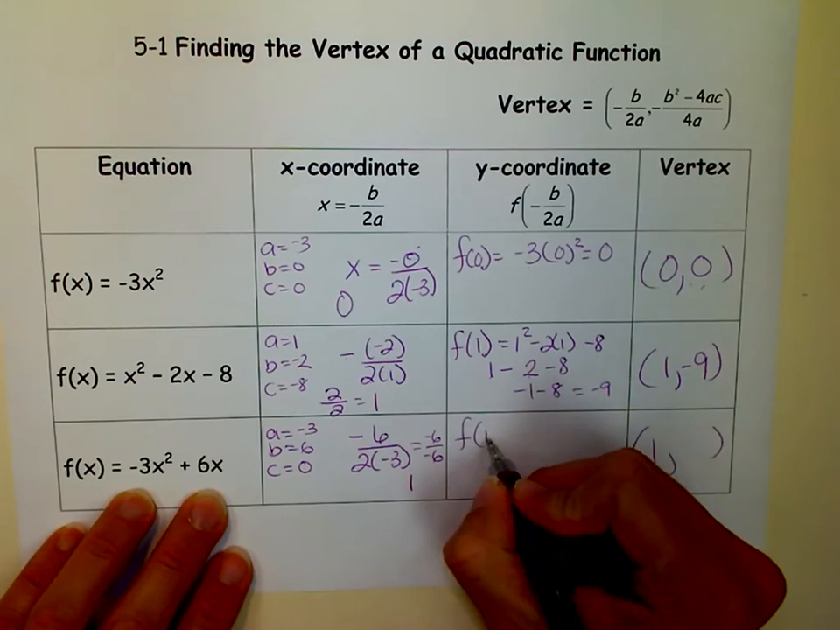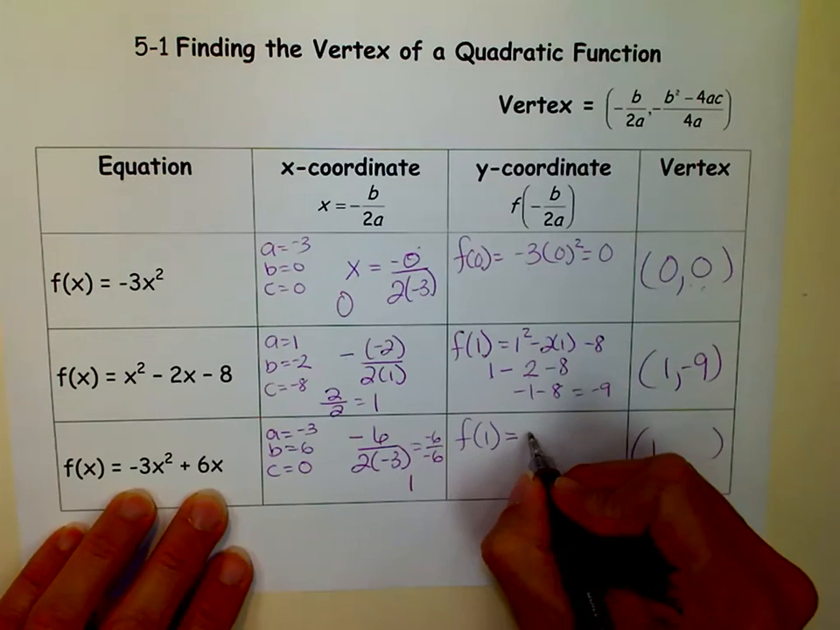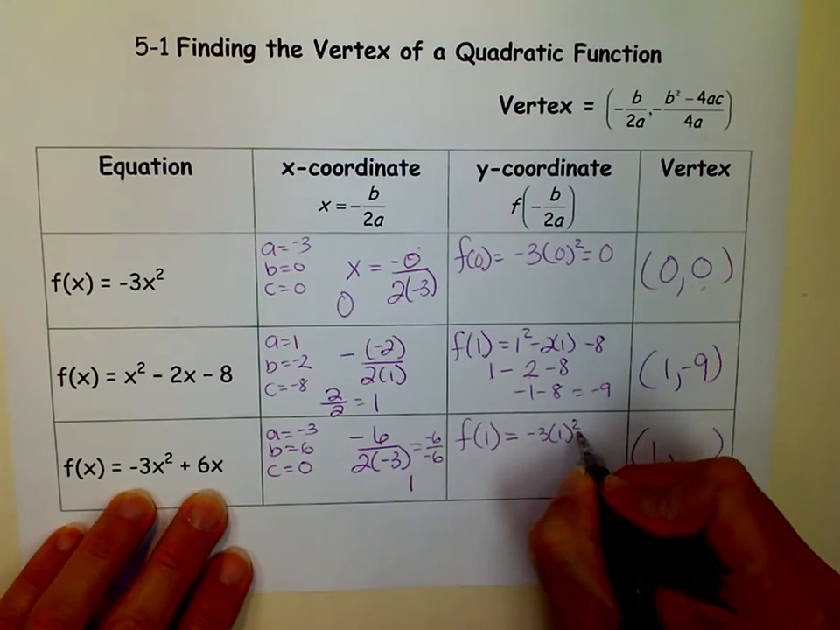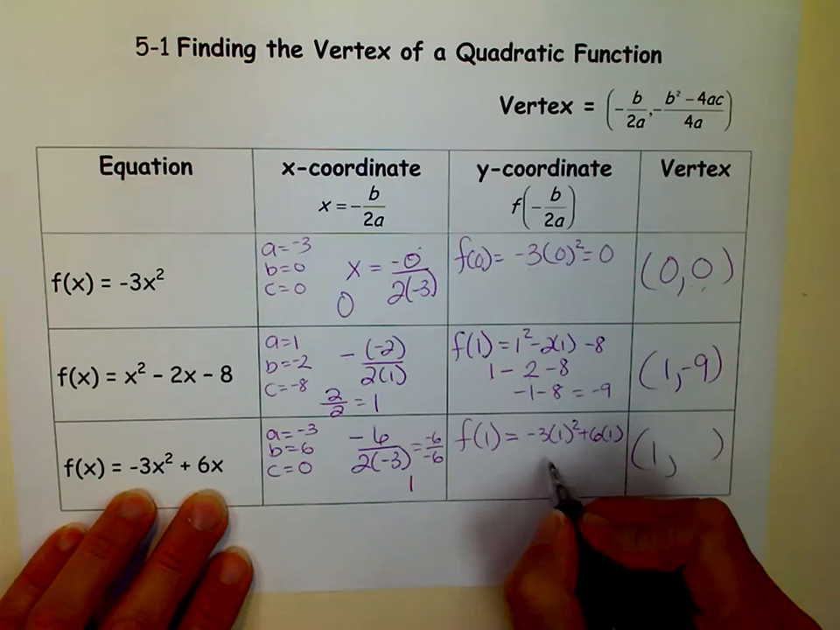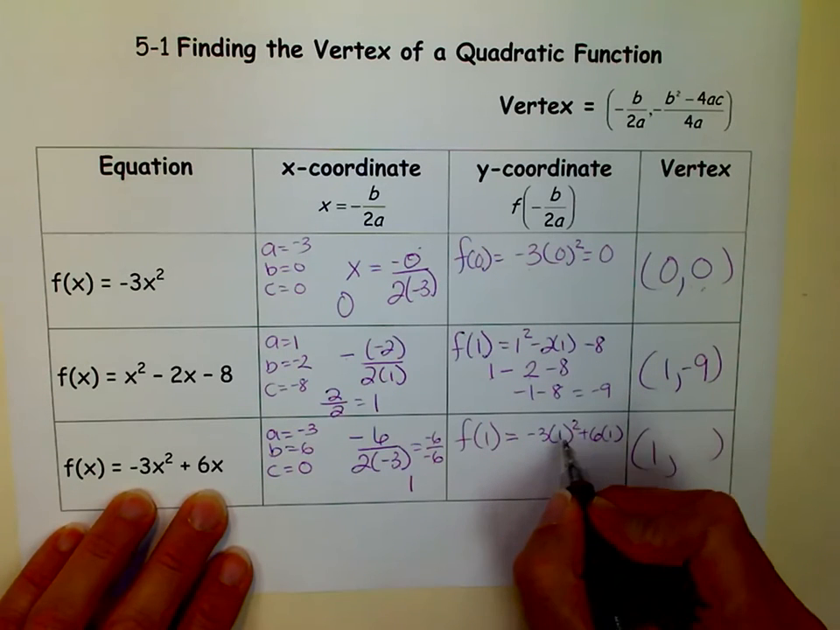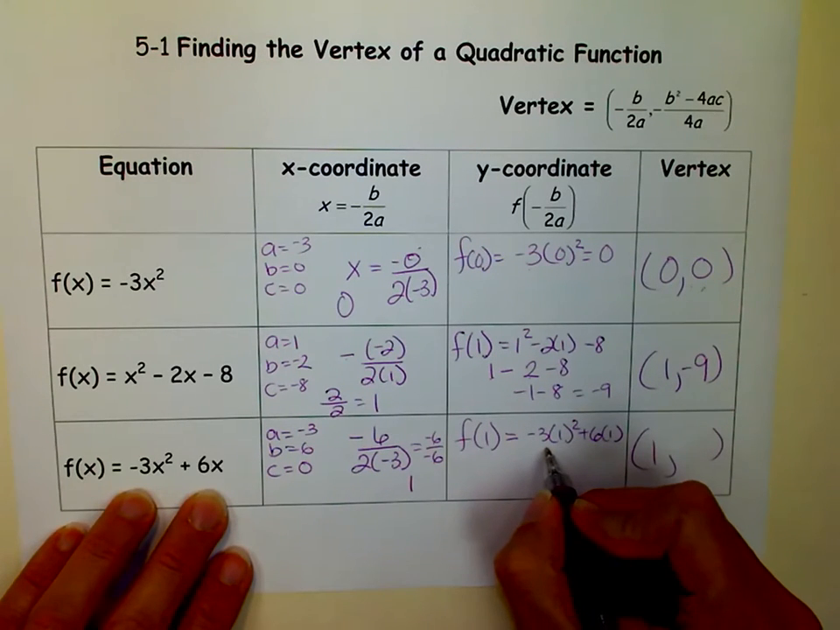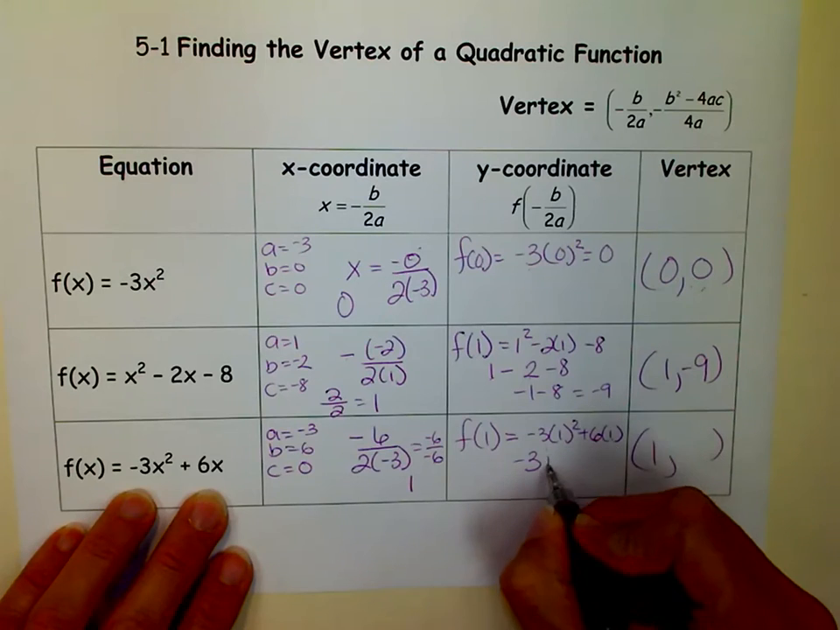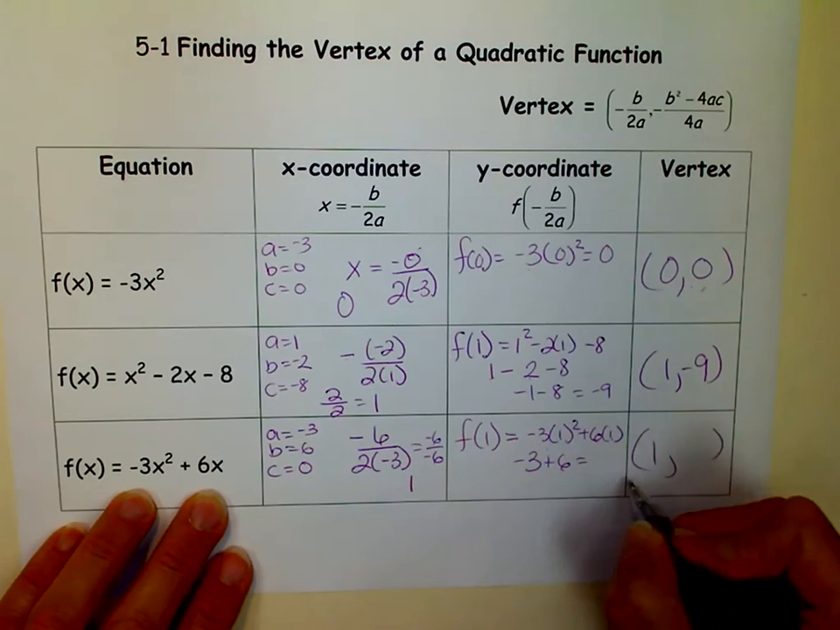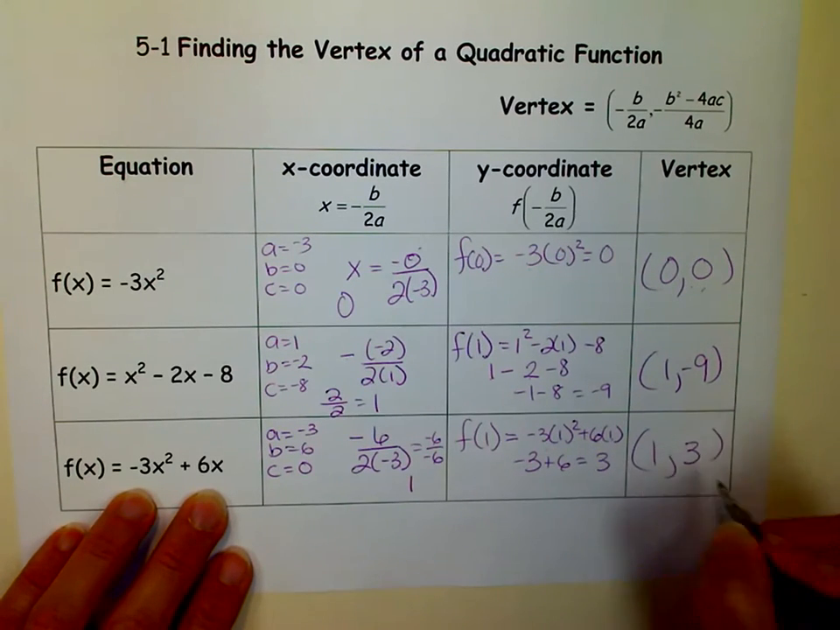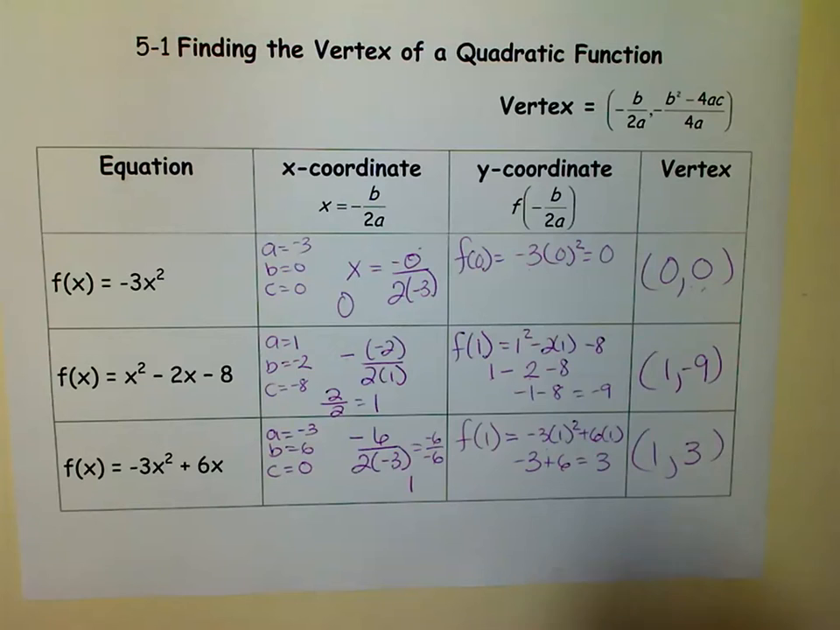And then I go back over here and find f of 1. So I get negative 3 times 1 squared plus 6 times 1. 1 squared is 1, times negative 3 is negative 3. 6 times 1 is 6. And negative 3 plus 6 is 3. So my y-coordinate is 3.